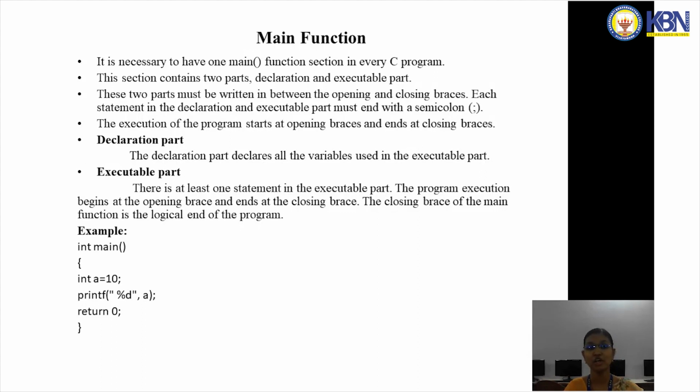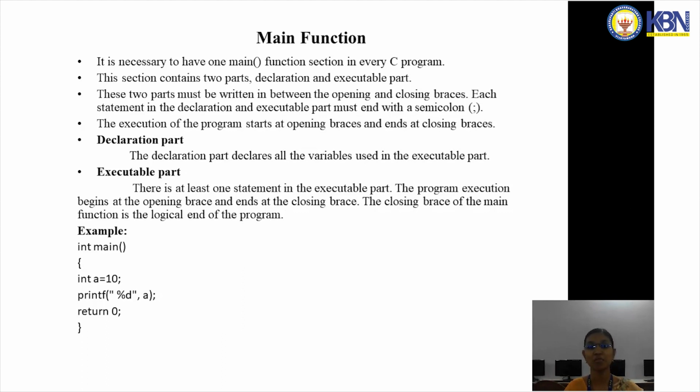Next, main function. It is the most important function. It is necessary to have one main function section in every C program. The execution starts with the main function only. Without the main function, we can't run the program. This section contains 2 parts, declaration part and executable part. These 2 parts must be written in between opening and closing braces. Each statement in the declaration and executable part must end with a semicolon. In the C language, the end of the statement is indicated by the semicolon.